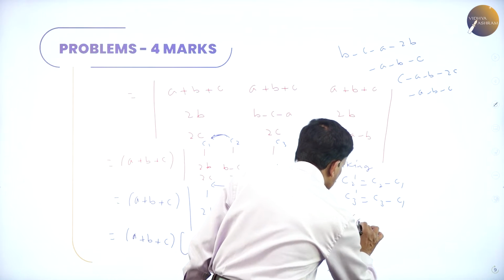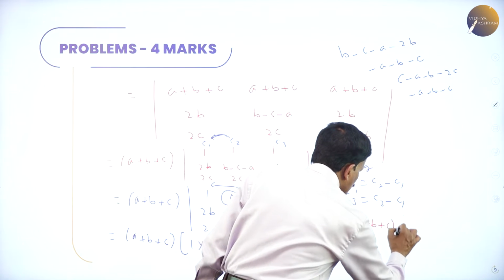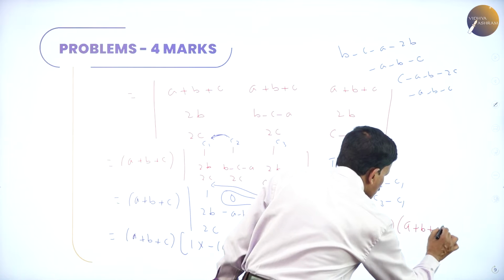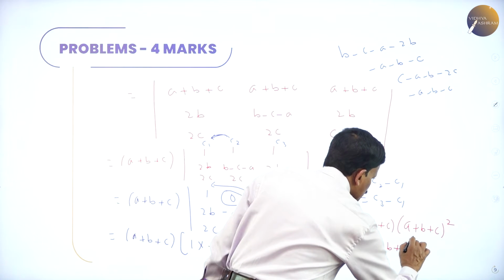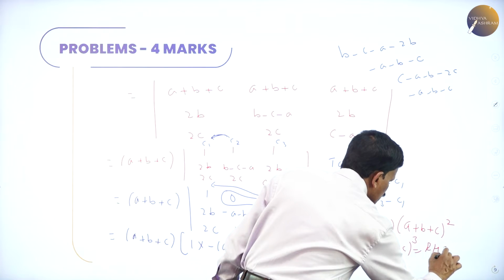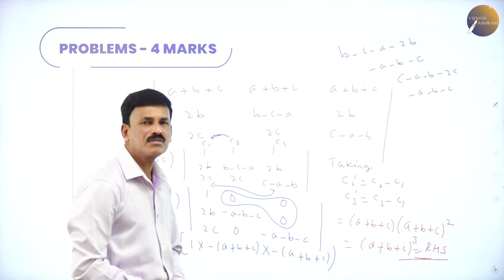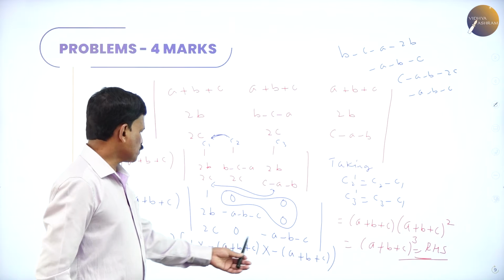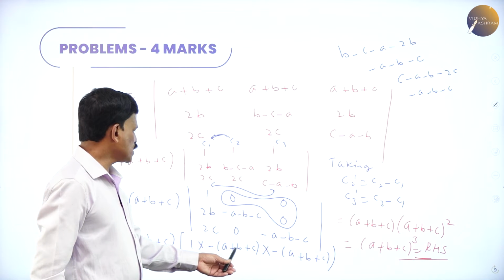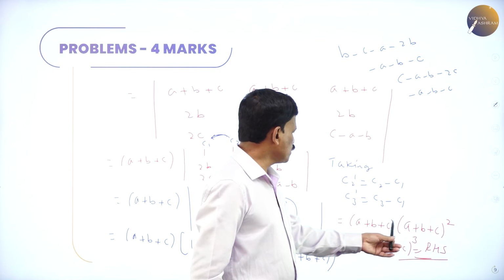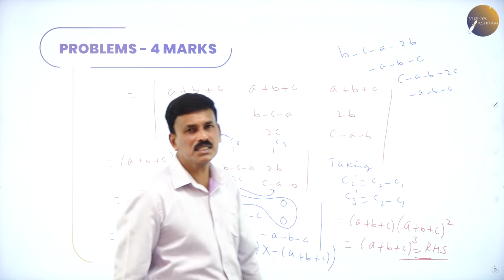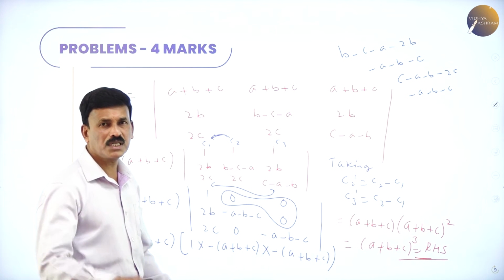So this is equal to (a+b+c)(a+b+c)², which is (a+b+c)³. This is the required RHS. That's it, very simple. See here, minus into minus is plus, 1 into (a+b+c) into (a+b+c) is (a+b+c)², and (a+b+c)² into (a+b+c) is (a+b+c)³. That's it. Very simple.